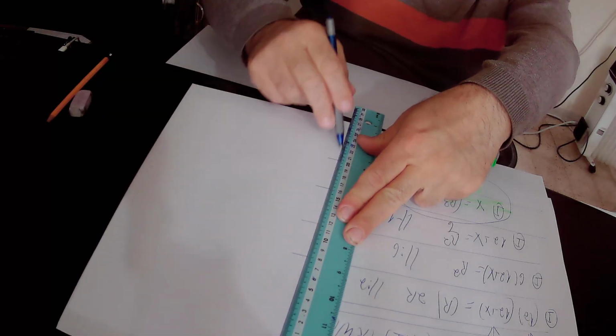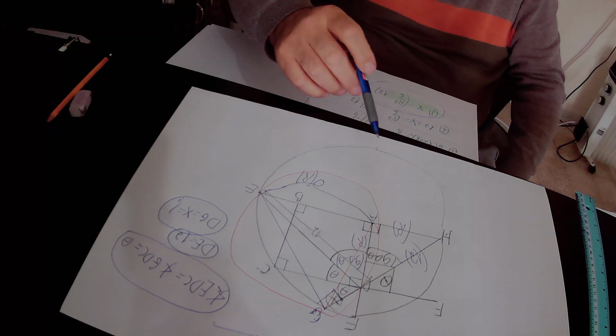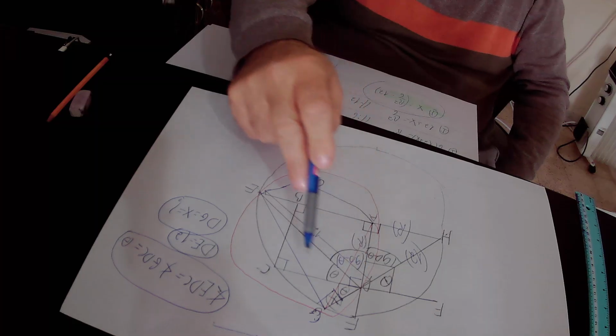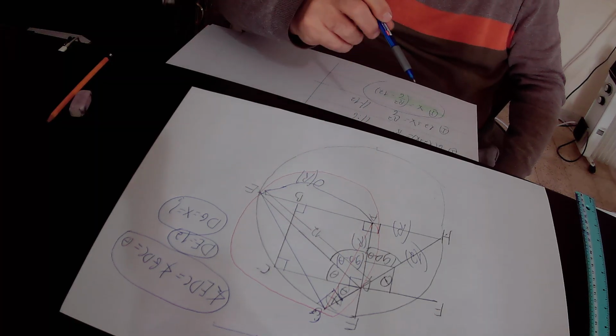In the next step, I will copy the right triangle ADE in a new page, and we will implement on this right triangle ADE the Pythagoras theorem.